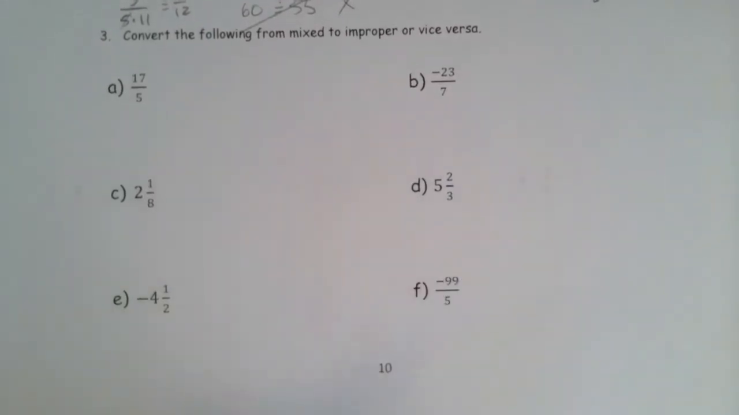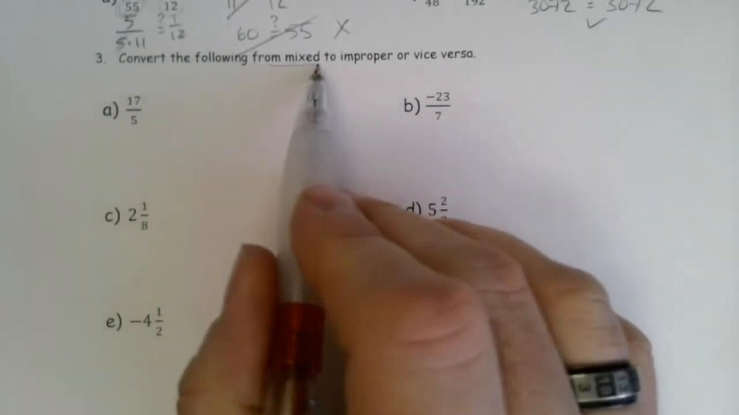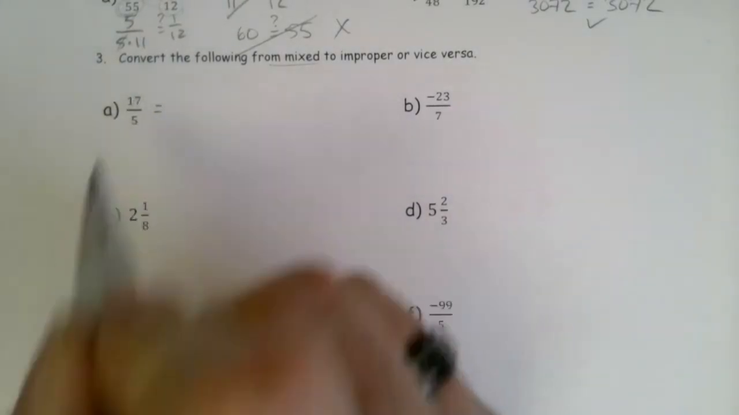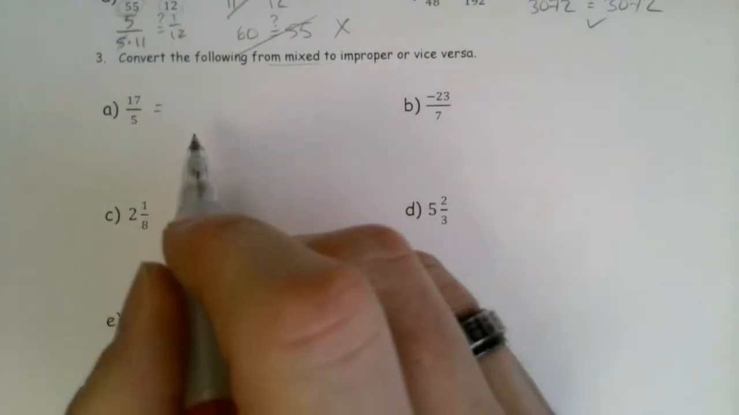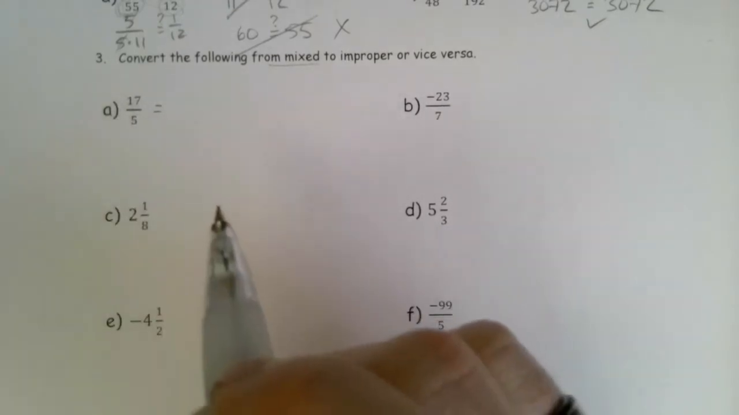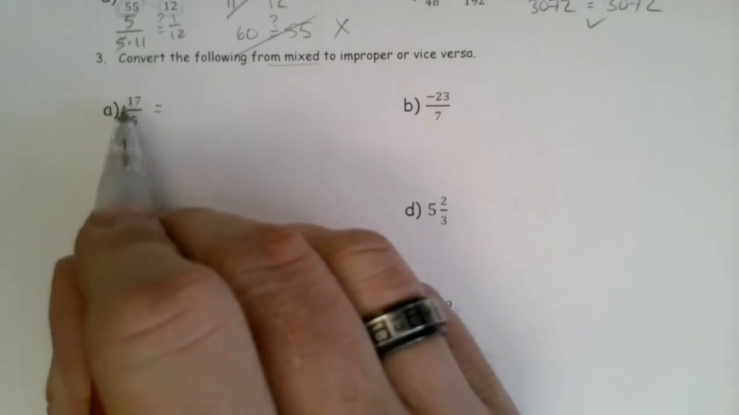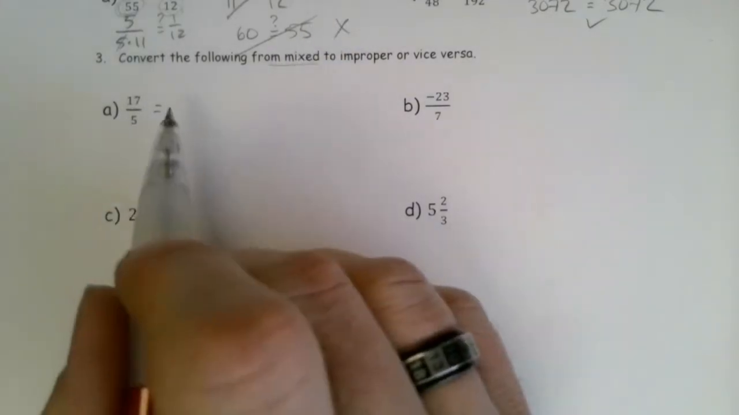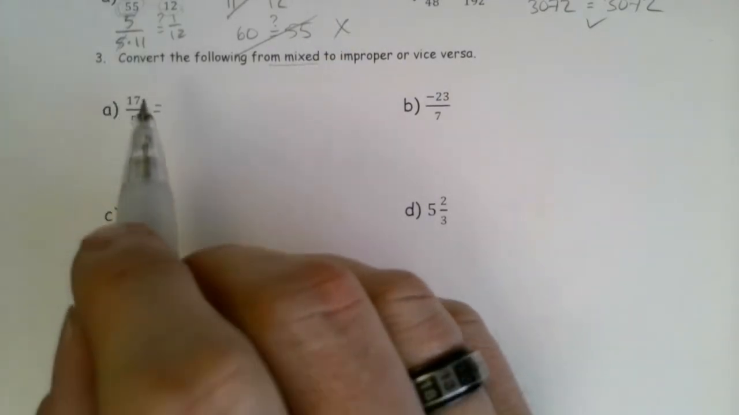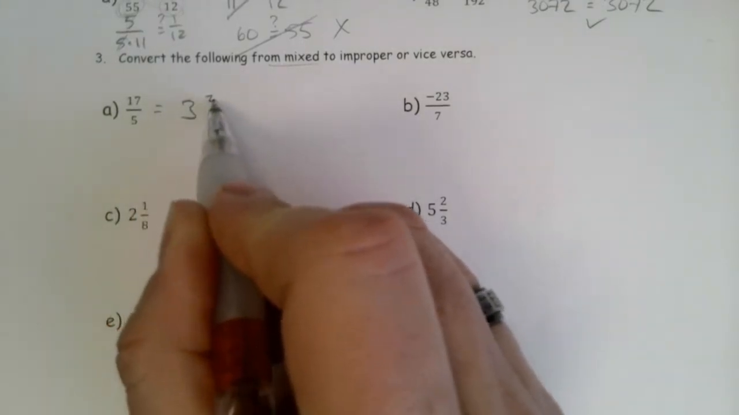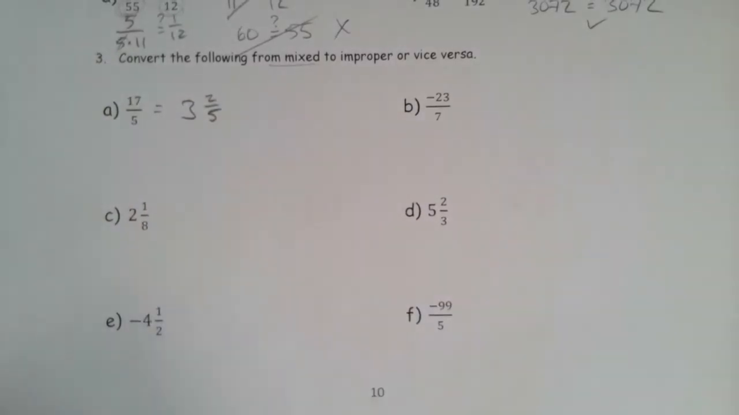All right, now we're going to do just a handful of questions here where we're going to convert from mixed to improper fractions, or vice versa. So, 17/5. I am dividing 17 into groups of 5. There is a number that is nicely divisible by 5 that is 2 less than 17. Okay, 15. 15 divided by 5 is 3. And then I have those 2 left over.